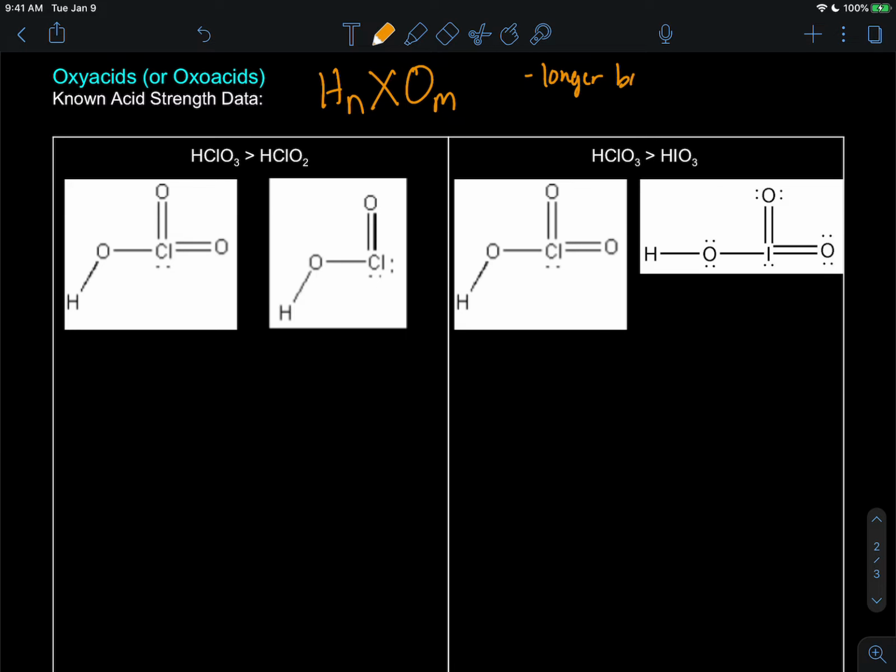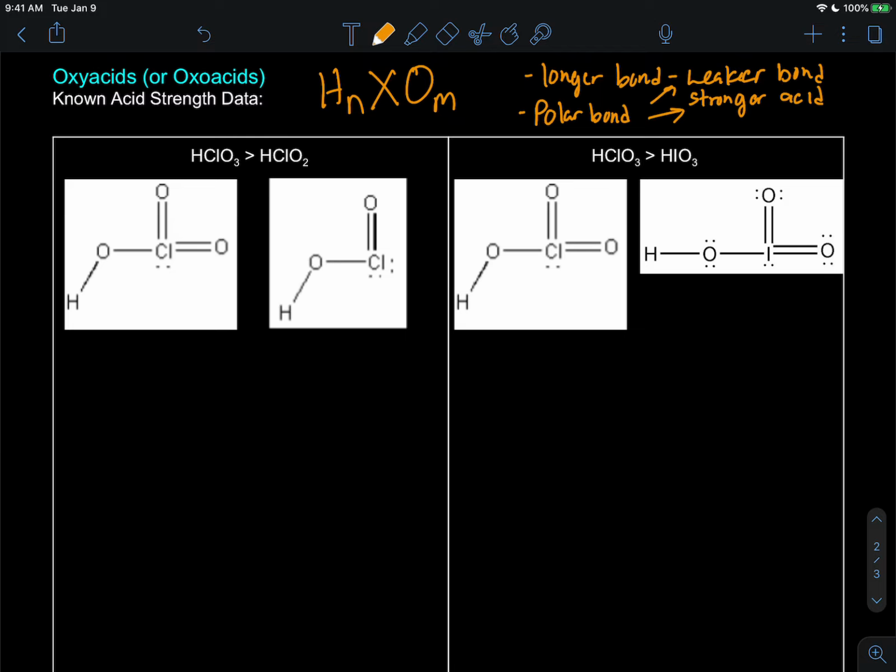The longer the bond, the weaker the bond, the stronger the acid. In addition to that, the more polar the bond, again, the weaker the bond, the stronger the acid. So again, those are two guiding factors. So we need to look at what's going to differ between these.